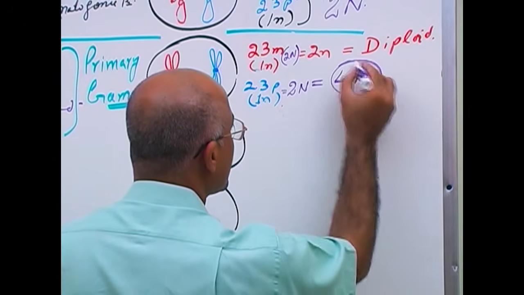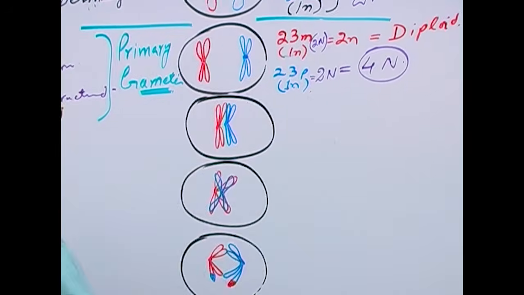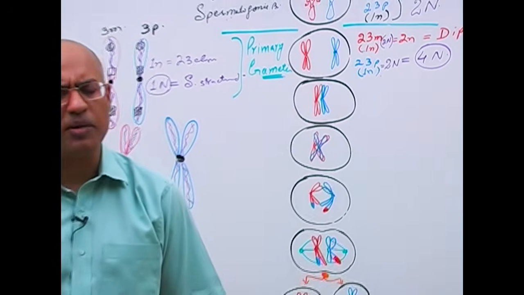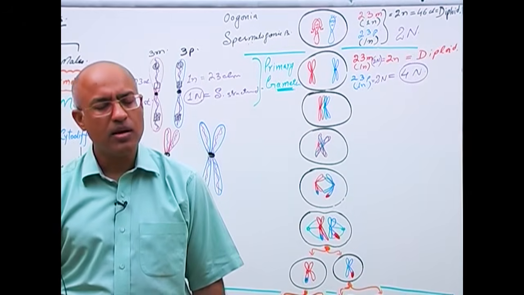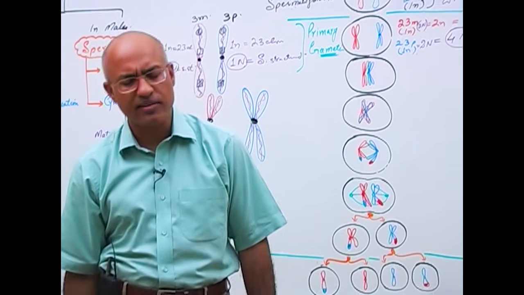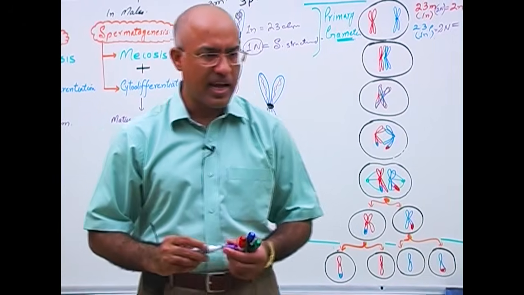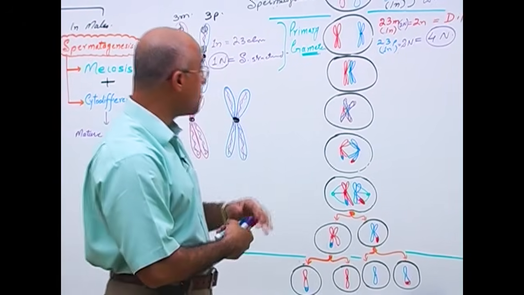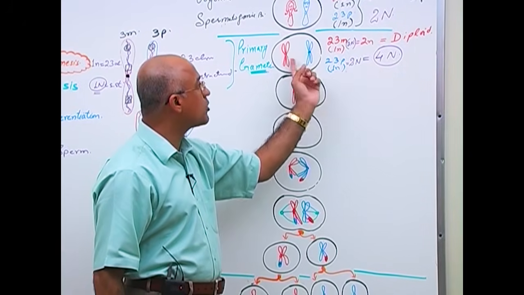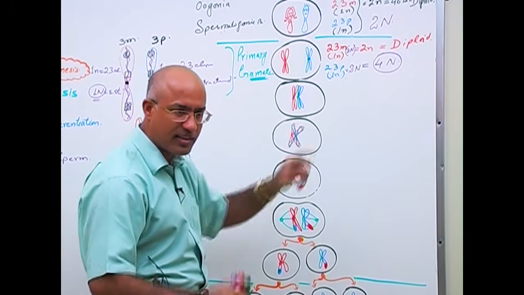4n. So we can say that primary gametes, meaning in males primary spermatocytes and in females primary oocytes, right? All the chromosomes from the maternal and paternal side are double structured chromosomes, but the number of chromosomes still remains diploid. Is that right? But the amount of DNA has become double. Is that right? Any question here?